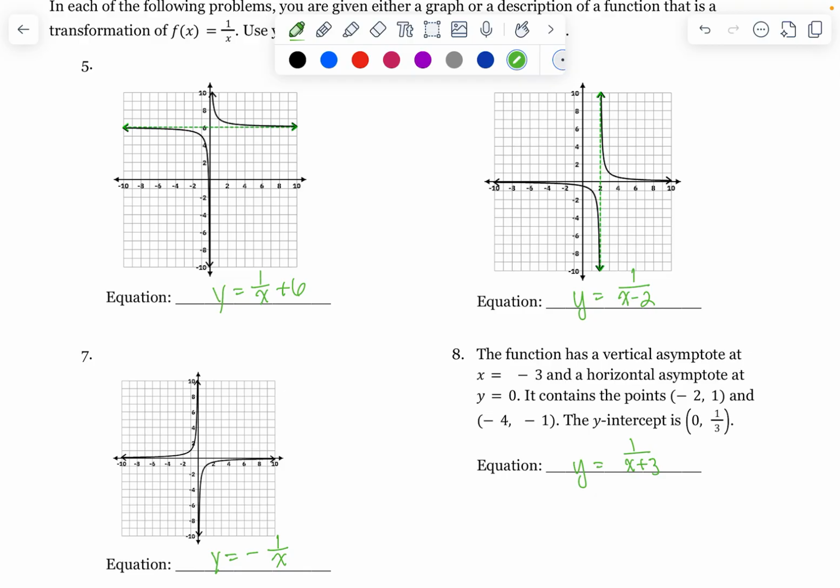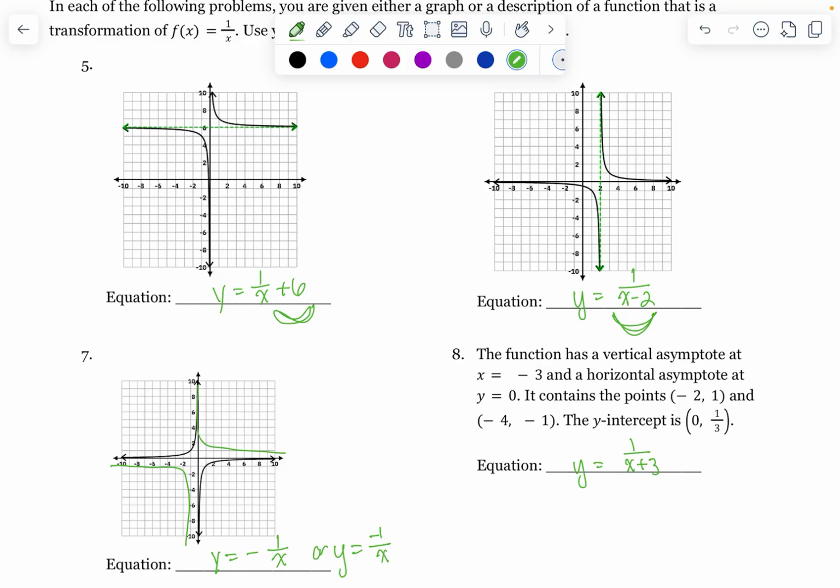For number 5, it got shifted up 6, so my plus 6 is on the outside of my fraction. This one went 2 units to the right, so I need x minus 2 inside my denominator. This one flipped, so my parent function is in quadrant 1 and 3, and it flipped to 2 and 4, so I need a negative in front of my fraction. You could also write it with the negative in the numerator.